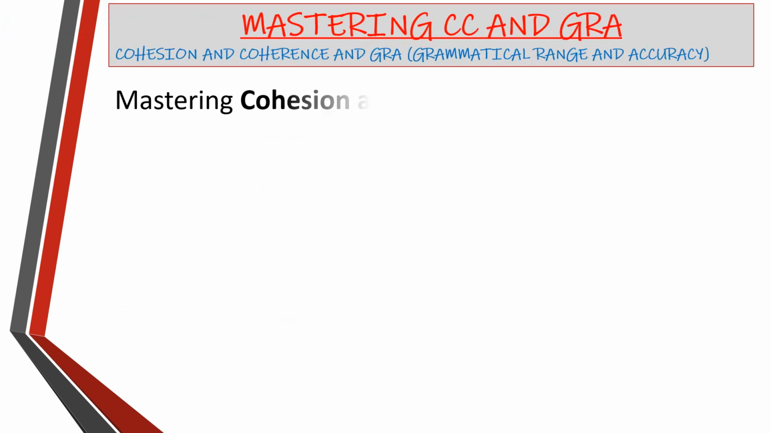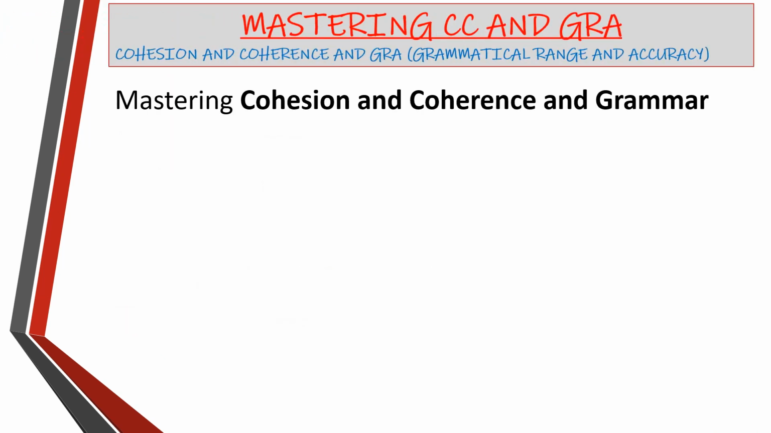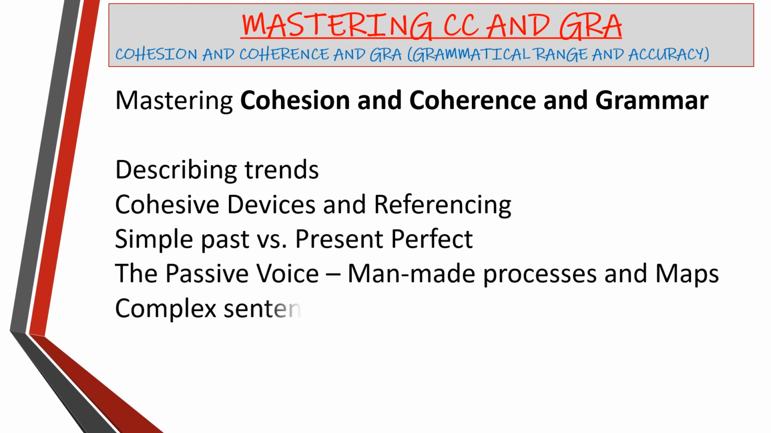So that is why if we want to master CC, cohesion and coherence, and GRA, or grammatical range and accuracy, we must study the words that describe trends, the cohesive devices and referencing, the tenses, the passive voice used in man-made processes and maps, complex sentences, and making comparisons. Now again, grammar lessons are sent in your email as part of your reference materials, and we can study all those in our advanced grammar classes.